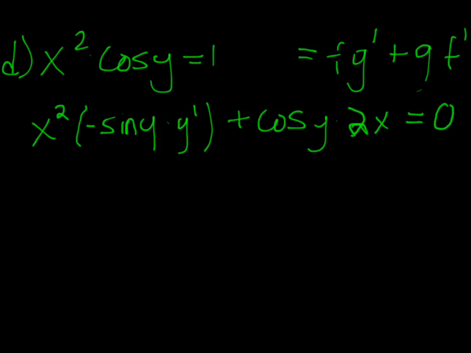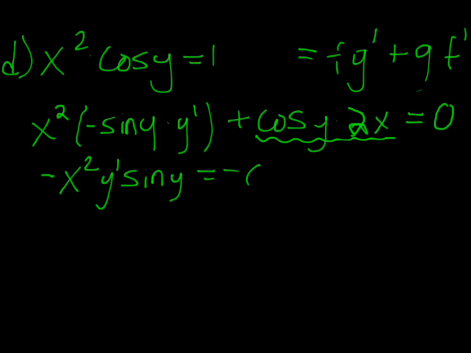Alright, so now I need to solve this for y prime. What I like to do is take anything that doesn't have a multiply by y prime and bring it to the other side. This term doesn't have y prime, so let's bring it to the other side. I'm going to rearrange this a little bit to make it nicer. So that's negative x squared y prime sine of y, and it's equal to negative 2x times cos of y.